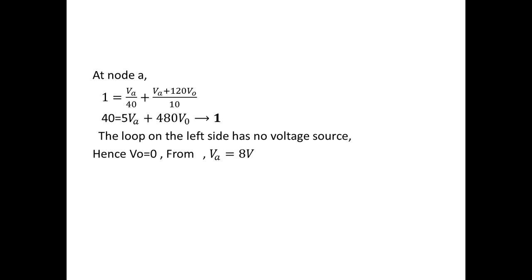The loop on the left side has no voltage source, so V0 is equal to 0. So substituting this value in the first equation, we get VA is equal to 8 volts. So RTH is equal to VA divided by 1 milliamp, which results in 8 kilo ohms.